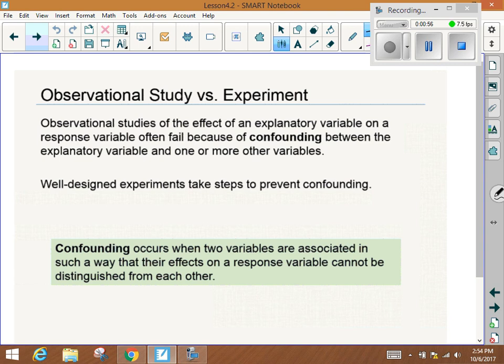Okay, so this is a new thing, confounding. Confounding is going to occur, right, if two variables are associated in such a way that their effects on a response variable cannot be distinguished, right?